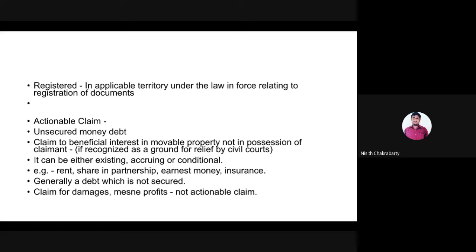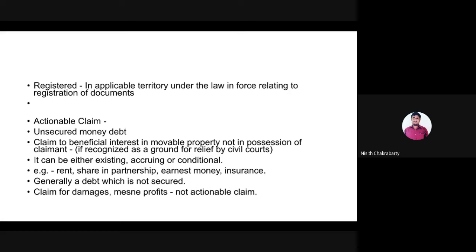Of course, you have to know that this must be a claim which is recognized as a ground for relief by the civil courts. If the civil courts do not recognize it as a ground for relief, then it cannot be an actionable claim. And you have to also know that it can be either existing, it can be accruing, it can be conditional also, that on the happening of this I'll get this, or it is existing that yes I'm about to get it, or accruing that in the month of May or in the month of June I'll get it, and in that case also it is accruing, but it is still an actionable claim.